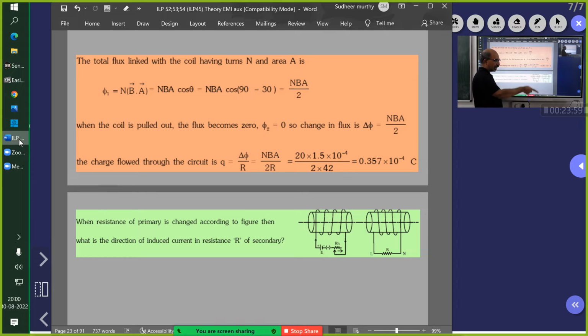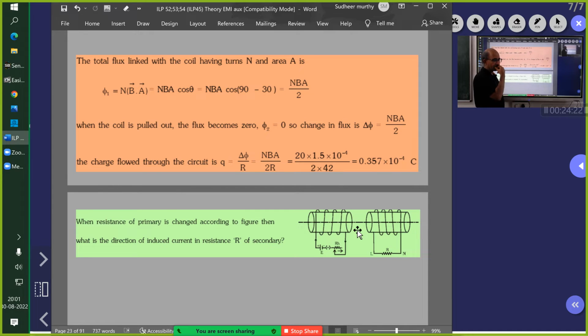The coil is like this. The flux is towards me. Now if you move this rheostat, this flux is reducing. This flux is reducing. Got it?